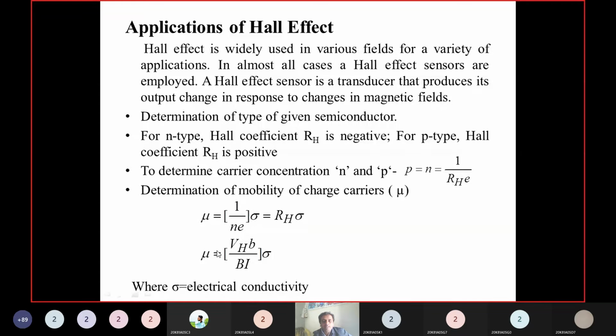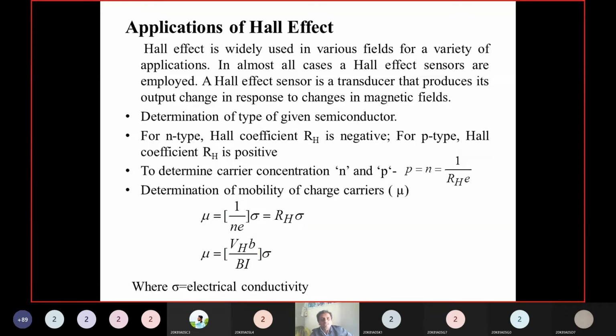By using this equation we can measure the charge carrier concentration. Already we know the equation sigma equal to Ne mu, where sigma is the conductivity. From that equation, mu is equal to sigma by Ne. But we know that 1 by Ne equals RH, the Hall coefficient. So mu is equal to RH into sigma. By using this equation we can calculate the mobility also. This is the application of the Hall effect.